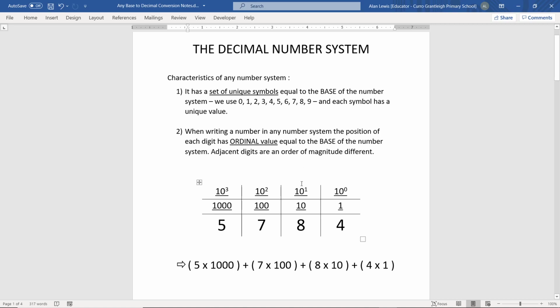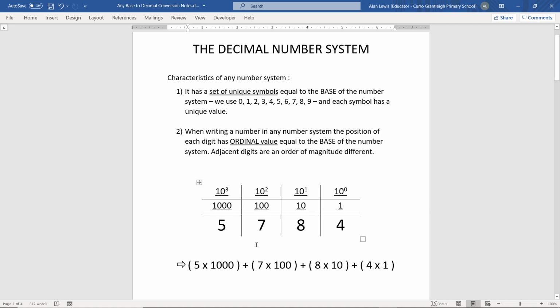So next to that we get 10 to the power 1. 10 to the power of 1 is 10. Then we got 10 to the power of 2. 10 to the power of 2 is 10 times 10, which is 100. Then we've got 10 to the power 3. 10 times 10 times 10 is 1,000. And if we had another column, it would be 10 to the power of 4, and 10 to the power of 5, 10 to the power of 6, 10 to the power of 7, 10 to the power of 8, and so on and so on.